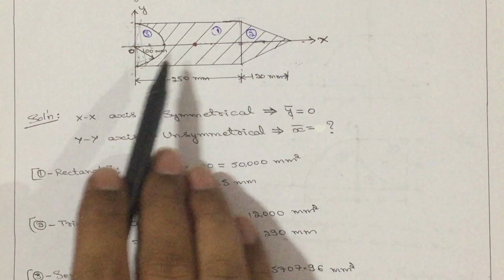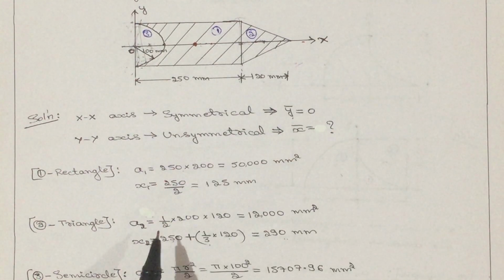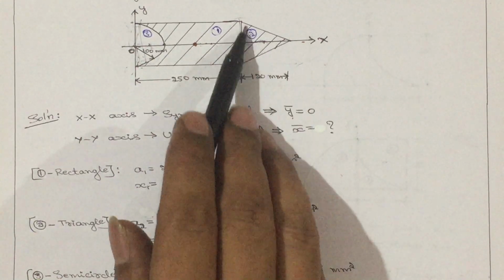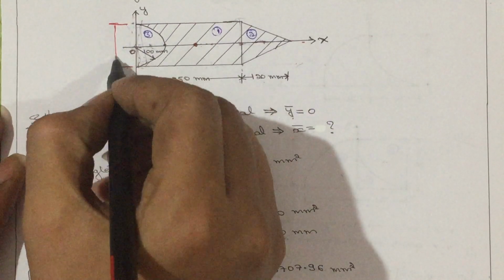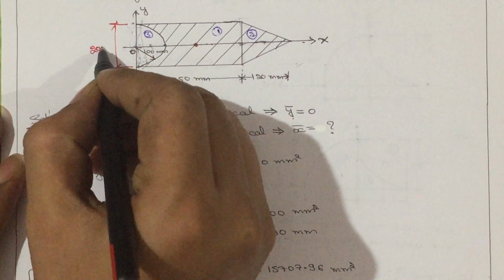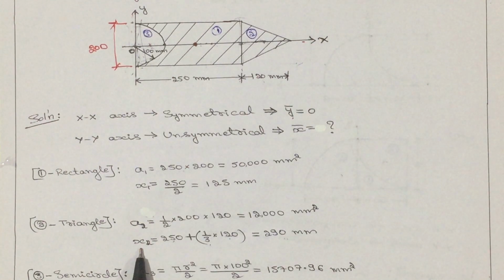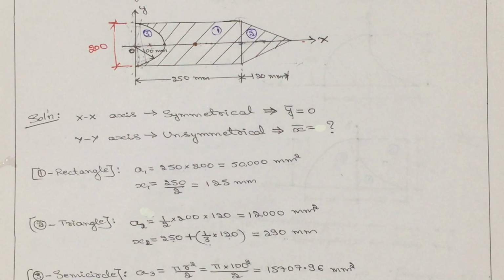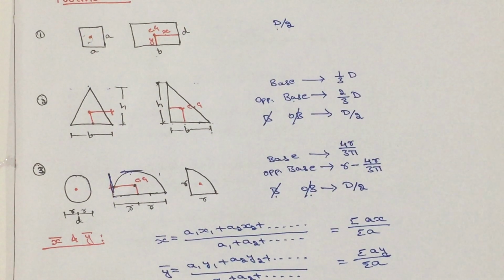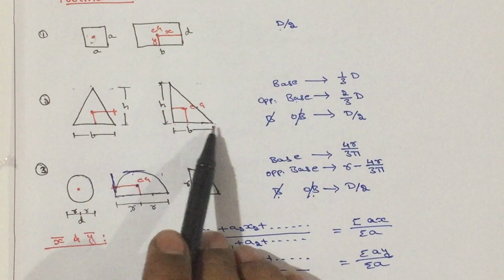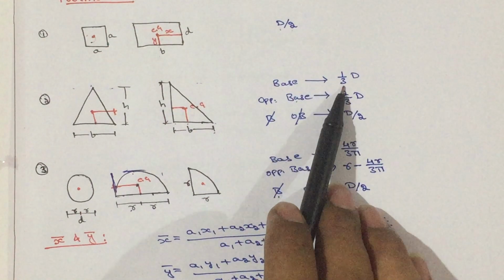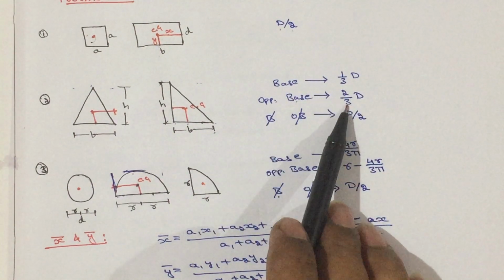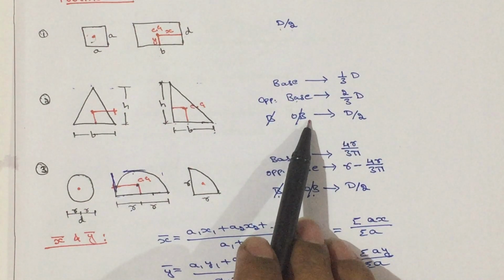Then the second one is the triangle. The area is given by half into base into height: half into base 120 and height 200. Then x2 is given by the formula sheet for triangles. If the line is exactly horizontal or exactly vertical, we consider that one as the base. From the base side, it will be 1 by 3 into distance. From the side opposite to the base, 2 by 3 into distance. If it is neither, then it will be distance by 2.